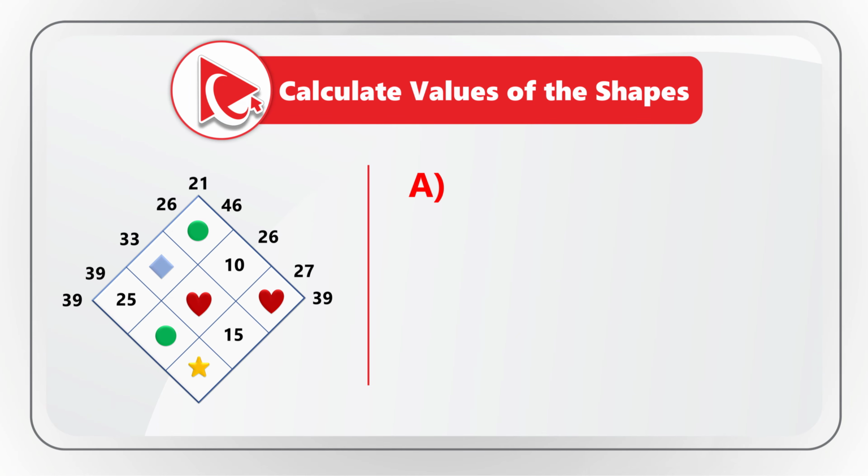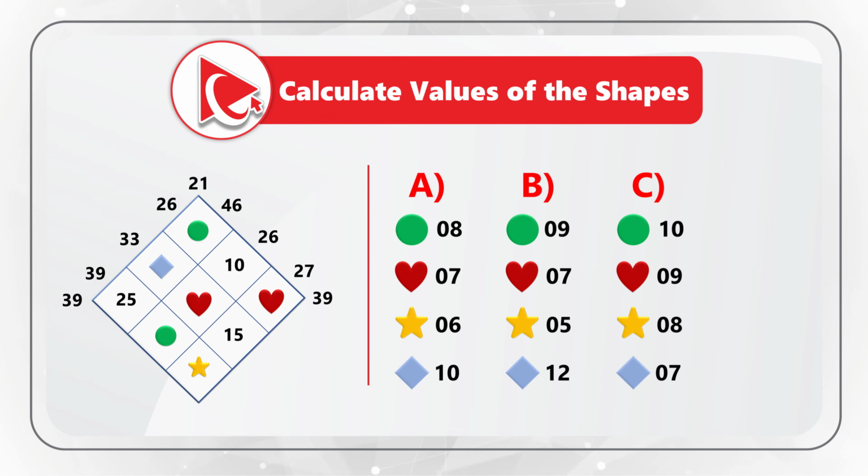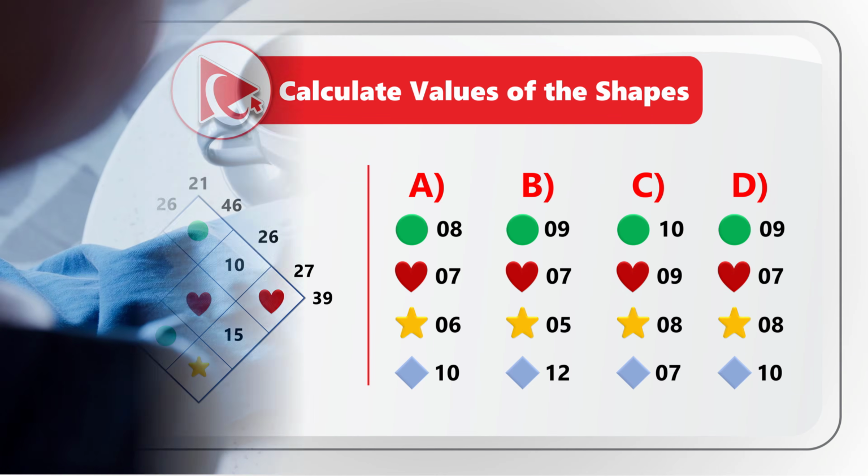For choice A, circle, heart, star, and the diamond would match 8, 7, 6, and 10. For choice B, the same shapes would match 9, 7, 5, and 12. For choice C, they would match 10, 9, 8, and 7. And if you choose choice D, the answers would be 9, 7, 8, and 10. Take a close look to see if you can complete the calculations and select the right answer.